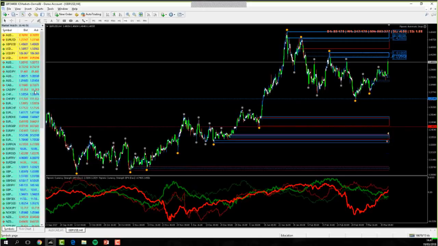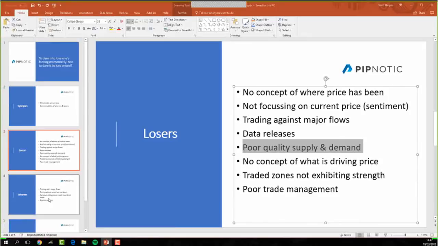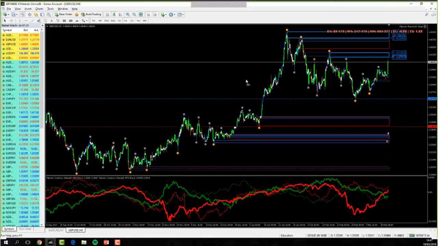Absolutely. And as we mentioned earlier, you need to know what's driving price. I mentioned on the previous slide, this one here, no concept of what's driving price. You need to know this. And this you get when you pay attention to the larger timeframes, the major flows, which is ultimately what Carlos is talking about. And I'll say it one more time, it'll really help you with your trading.